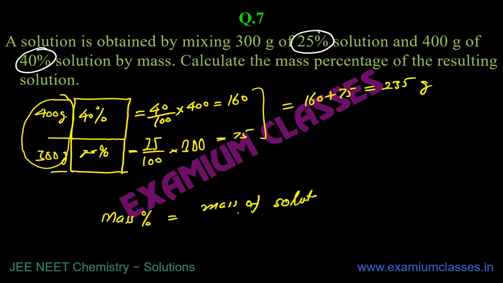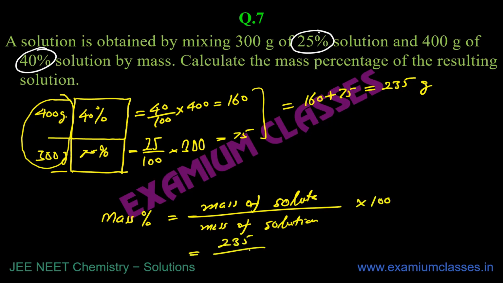So it means mass of solute divided by mass of solution into 100: 235 divided by 700 into 100, that is 235 divided by 7.